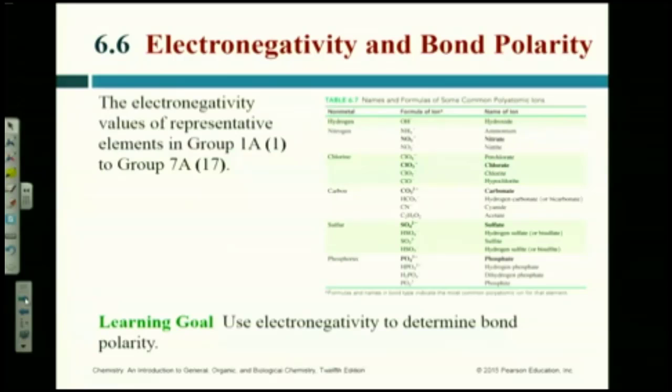And the way we determine that is by looking at something called electronegativity. I don't know why they have a chart for polyatomic ions in there. This chart should be electronegativity. If you open your book, you've got the electronegativity chart open. What page is that on? 189. Page 189. You see some values there for electronegativity.